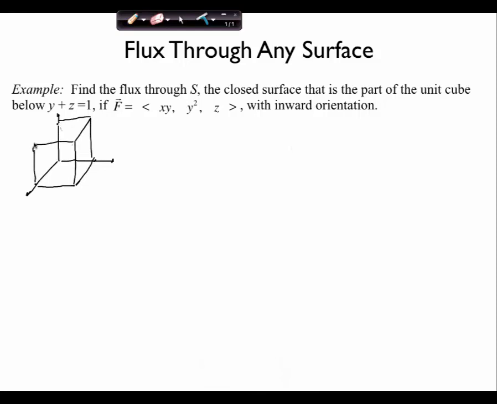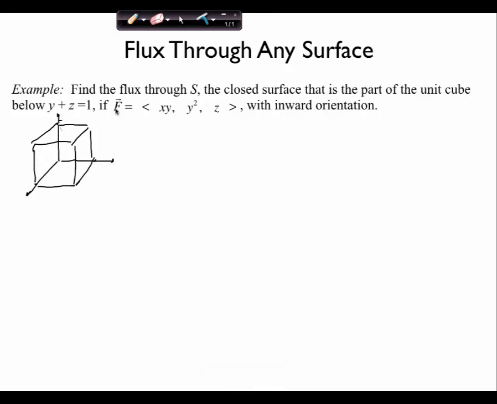But then we want just the part of that cube below y plus z equals 1. What's that mean? So what's y plus z equals 1? How does that relate to that cube? Yeah, it's a plane that cuts it in half diagonally.